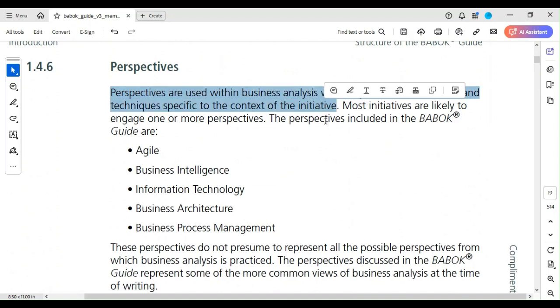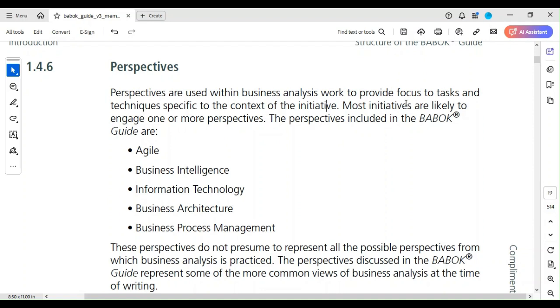Perspectives are used within the business analysis work to provide focus. Perspectives, just like perception: from which angle are you seeing this? So now let's carry that definition into this place. Perspective in the BABOK gives you focus on tasks and techniques specific to the context of whatever initiative. Sorry, I'm breaking it down like this because that is how I understand things.